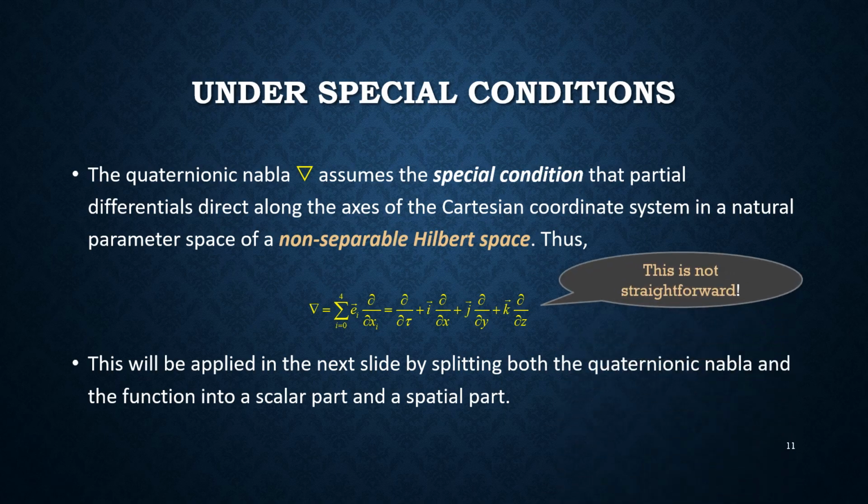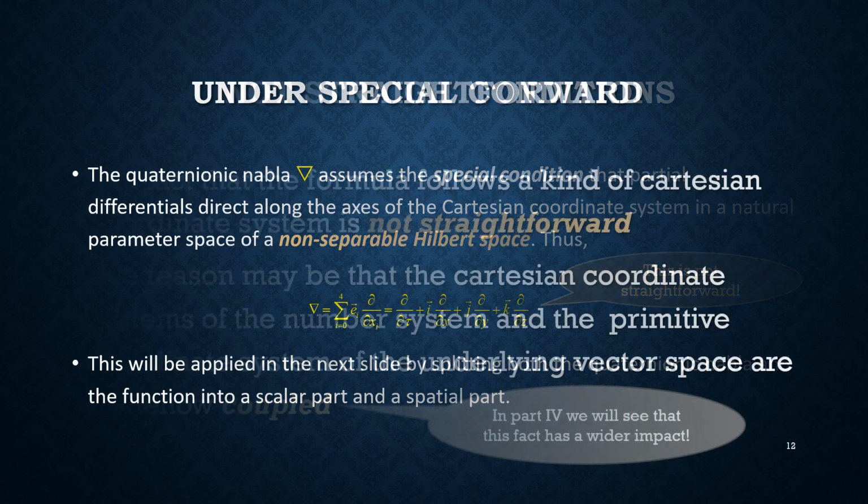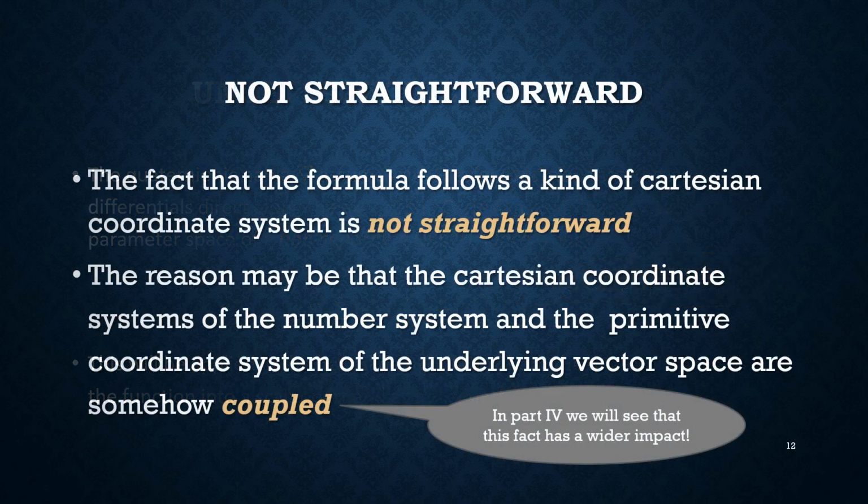This is not straightforward. The fact that the formula follows a kind of Cartesian coordinate system is not straightforward. The reason may be that the Cartesian coordinate systems of the number system and the primitive coordinate system of the underlying vector space are somehow coupled. In Part 3 we will see that this fact has a wider impact.